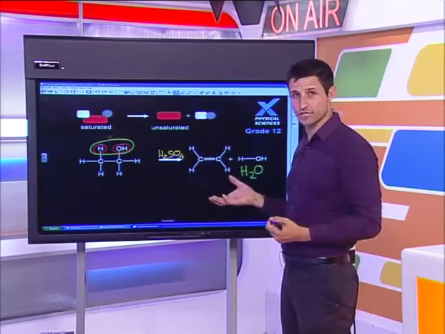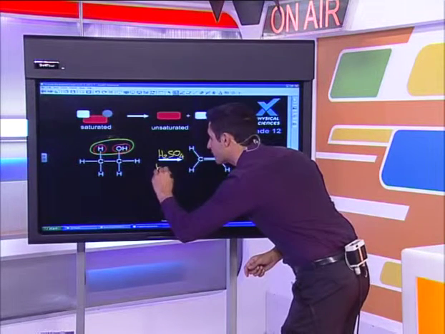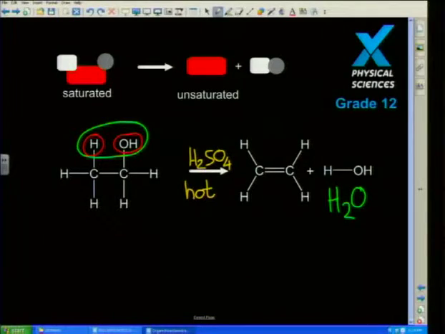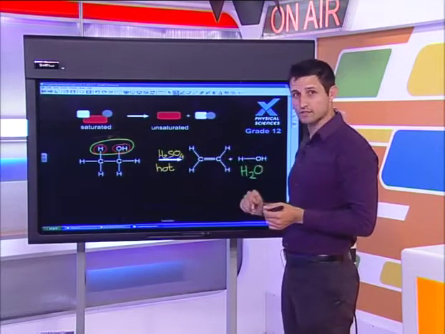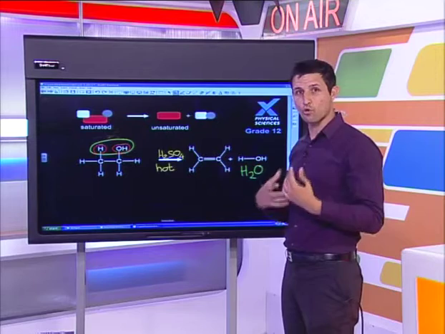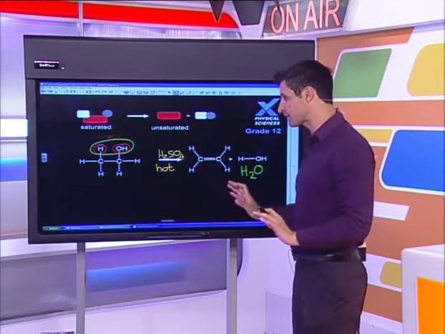It depends on the conditions. Now this one, I want the H2SO4 to be very, very hot. That means that the water will boil off as a gas and I can remove it very, very easily. My ethene will come off as a gas, my water will come off as a vapor. I've undergone a dehydration reaction. I took a saturated molecule, it became unsaturated, and something else came off as a separate product. I hope that you can see the pattern occurring inside there.